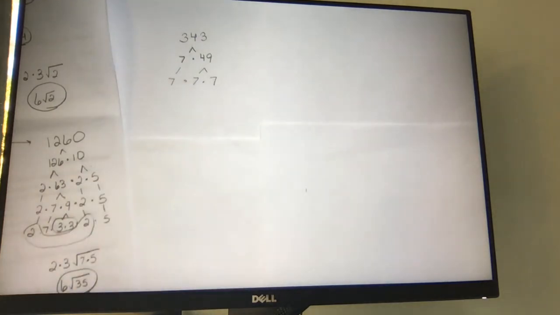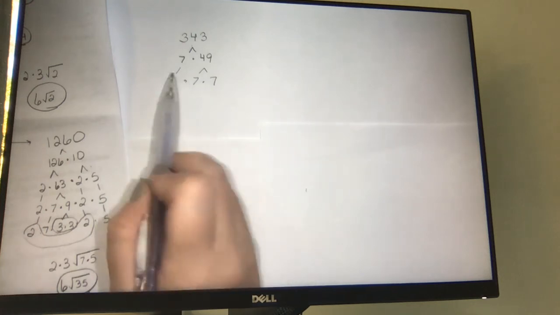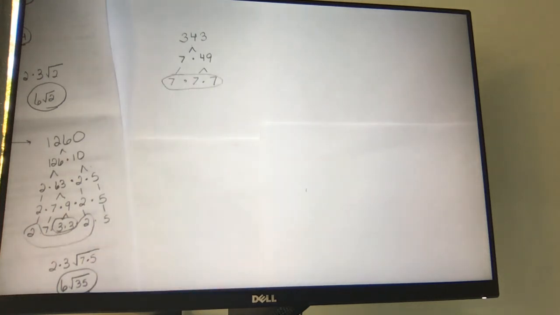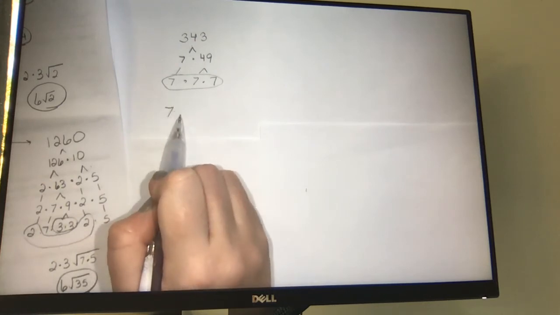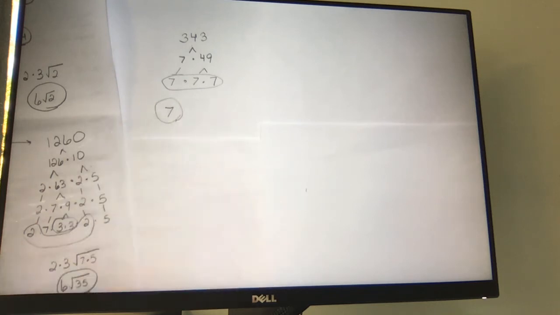There's my factor tree. I looked at my index. My index was 3, so I need 3 numbers that are the same. It's the whole bottom branch. One of them comes outside, everybody else goes under, but there's nobody else to go under. So guess what our answer is? 7. So that's how it's going to work out if it ends up being a perfect square or a cube or something as you're going through it. Okay, does that make sense?